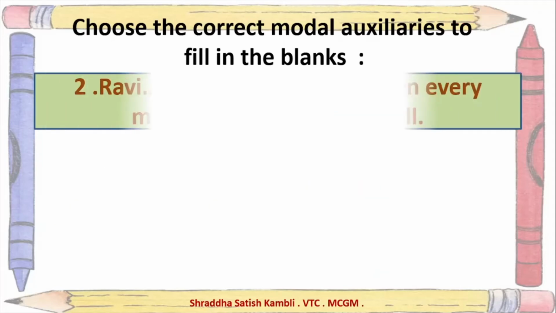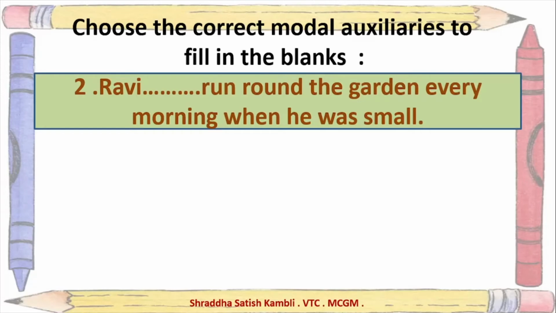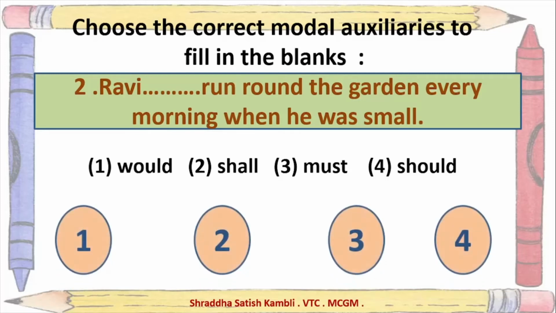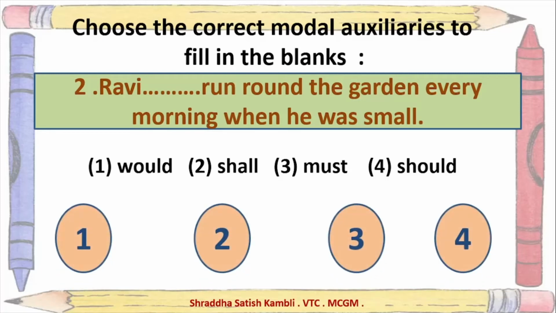Coming to the next question, question number 2. Ravi dash run around the garden every morning when he was small. So Ravi would run around the garden, Ravi shall run around the garden, Ravi must run around the garden, or Ravi should run around the garden. So which do you think will be the correct word which will fit into the blank? So it will be Ravi would run around the garden every morning when he was small. So we are talking about Ravi when he was small. So we are talking actually about a past habit which Ravi has.